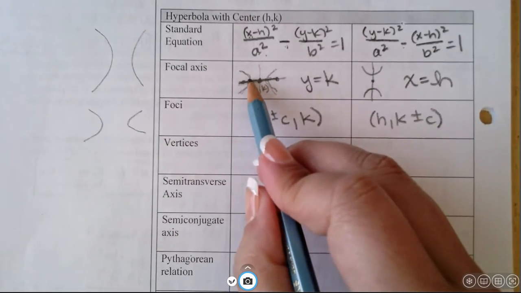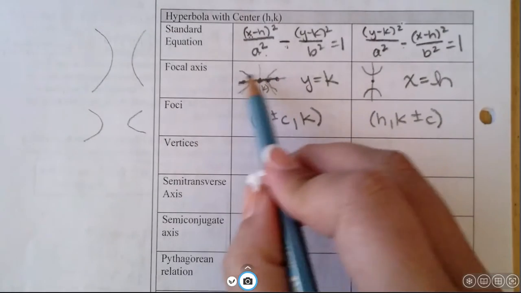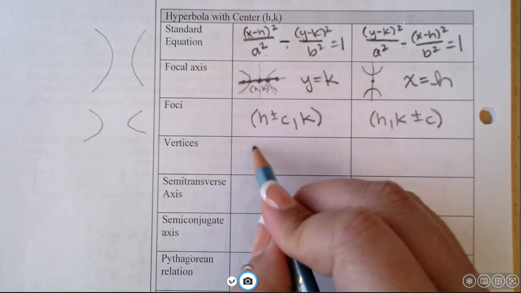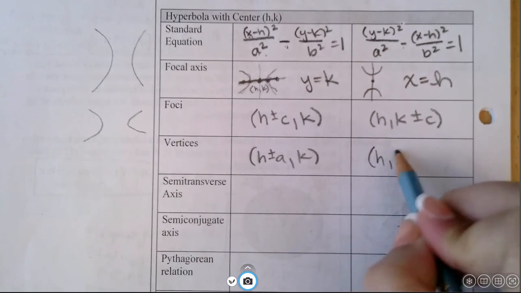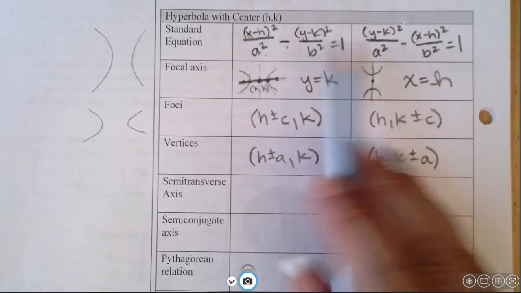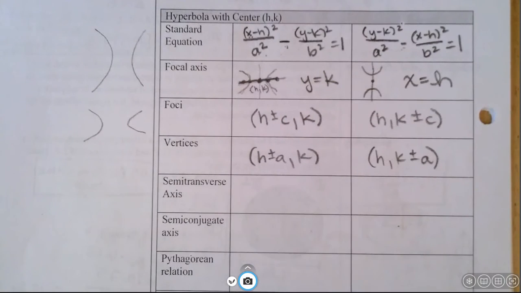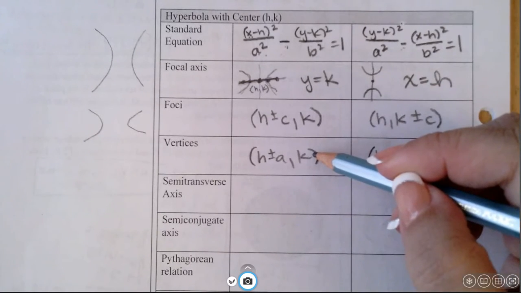Vertices, those are the points that are on my hyperbola, just like they were on the ellipse. And that's still a distance that we call a. So h plus or minus a comma k, and h comma k plus or minus a. These should look very familiar because they're very similar to the same formulas that we use for an ellipse. The only difference is that in our standard equation, we have subtraction. And that does have effects throughout, but the foci and the vertices have the same formulas.